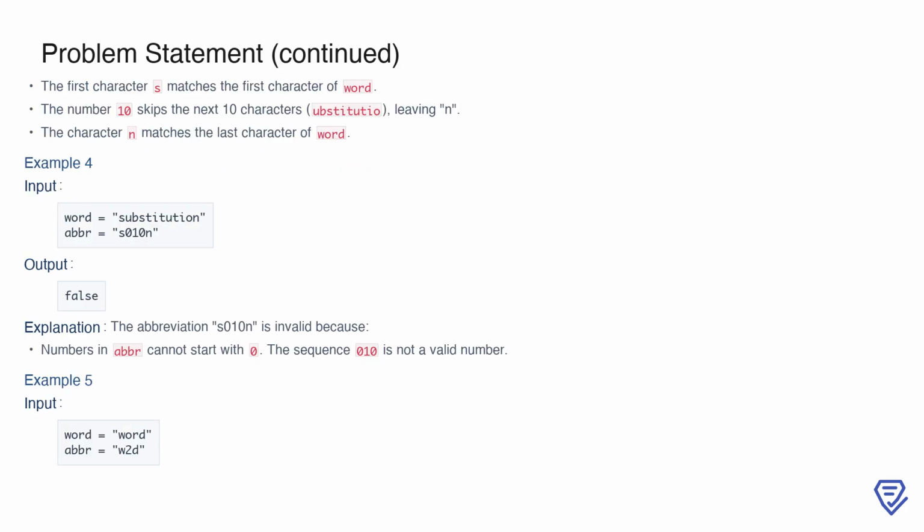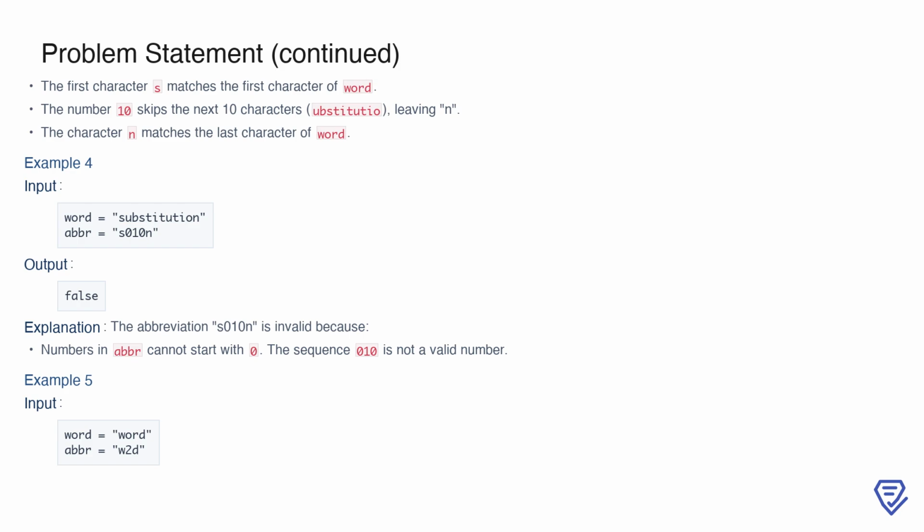In the next example, the word is substitution and the ABBR is S10N. The output here is true because the abbreviation is valid. The first character S in ABBR matches the first character of word. The number 10 then skips the next 10 characters in word, which are ubstitutio, leaving N. The last character N in ABBR matches the last character of word. Since the abbreviation aligns perfectly with the structure of the word, the result is true.